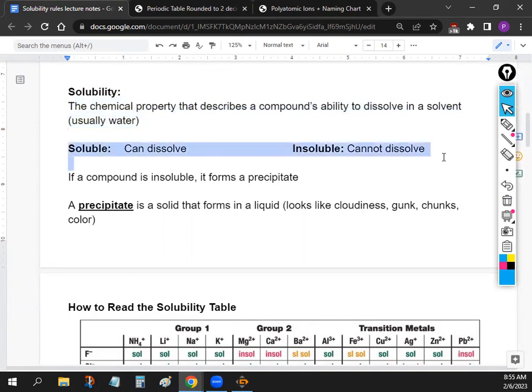Okay, now these 2 things I do want you guys to write down. Basically, if a chemical is soluble, it means it can dissolve. Okay, so it can dissolve in some type of substance. Again, we're going to be talking about water. Okay, and if it is insoluble, it cannot dissolve. And that's pretty much it. Okay, so we're going to be learning about which chemicals can dissolve in water, which ones cannot dissolve in water. And that's what that table that I passed out earlier is going to be for. Okay. So if a chemical is soluble, it can dissolve in water. If it is insoluble, it cannot dissolve in water.